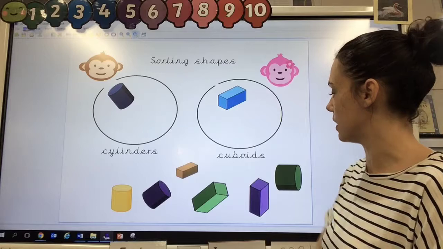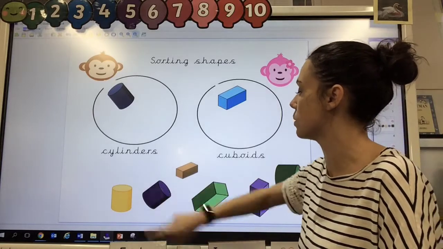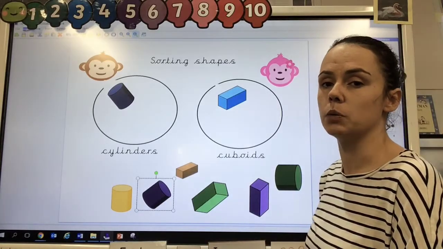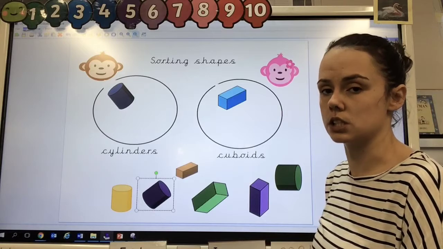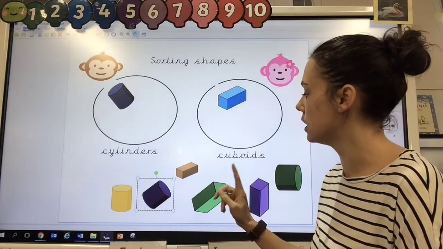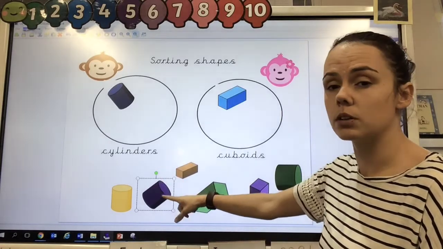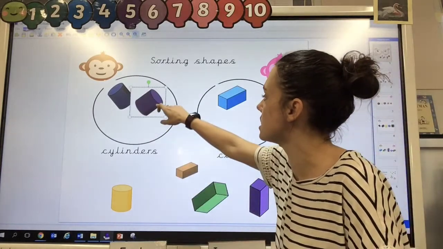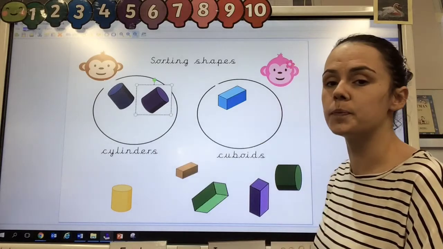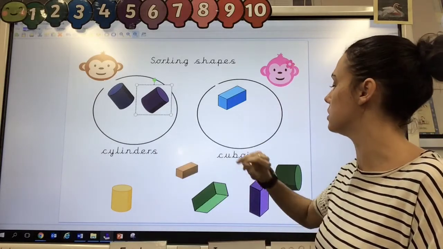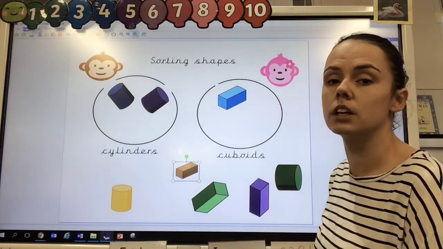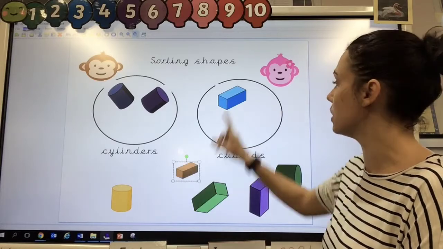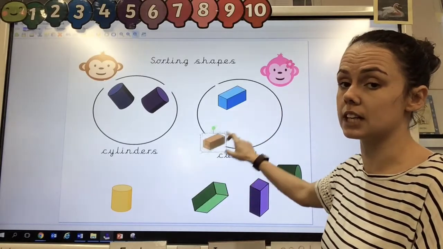What shapes do we have next? Which one is this one? Now, what do we know about cylinders? They have circles and a rectangle. Does this have a circle and a rectangle? It does. Well done. So this is a cylinder. Pop it in there. What about this one? Well done. It looks like this one. It's a cuboid. Fantastic work.